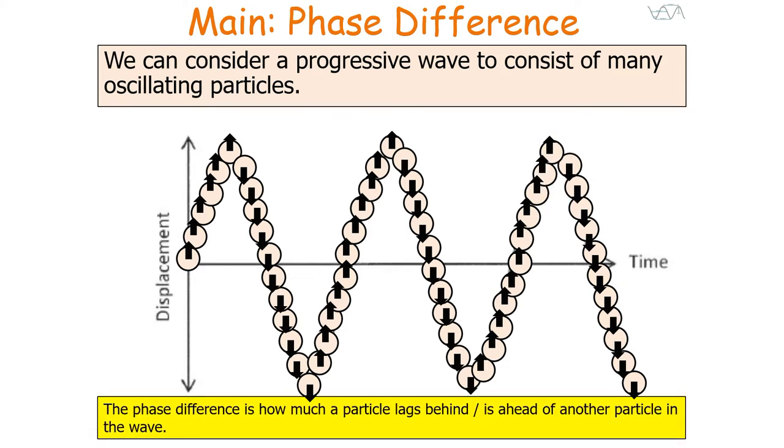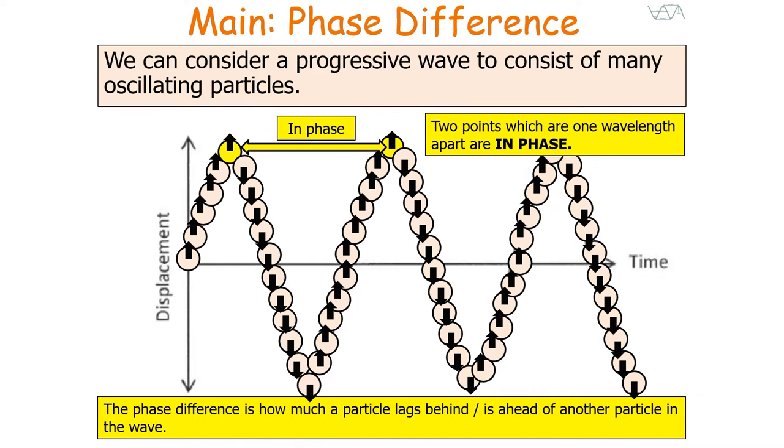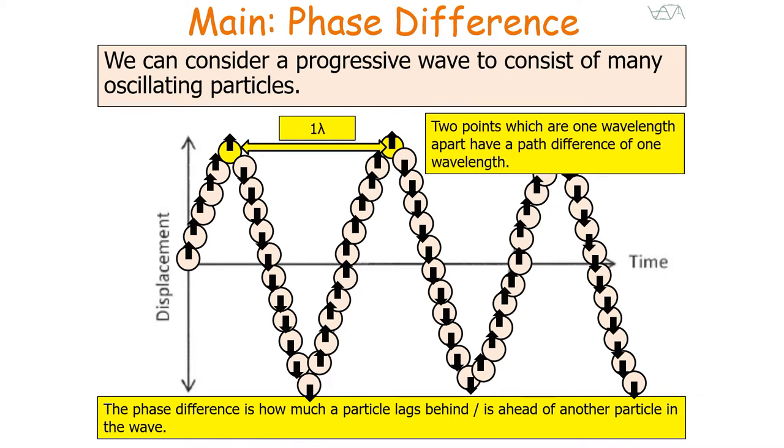And like we mentioned before, the phase difference is how much the particle lags behind or is ahead of another particle in a wave. So particles that are in phase are oscillating with the same displacement and are moving in the same direction as each other. So we say they have a phase difference of zero. So two points which are one whole wavelength apart are in phase. So two points which are one wavelength apart have a path difference of one wavelength.